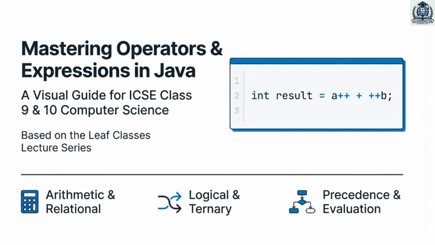Mastering operators means understanding arithmetic, relational, logical, and ternary operators, along with the correct order of evaluation. In expressions like a++ + ++b, postfix uses the value first, while prefix increments first, so predicting output is impossible without tracing execution carefully.